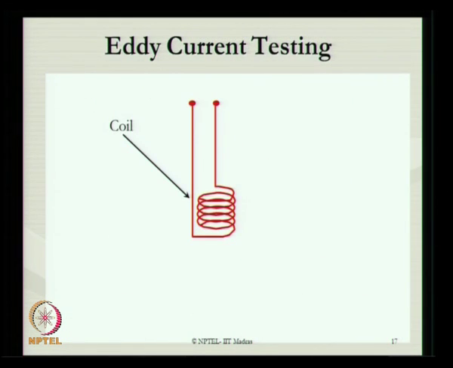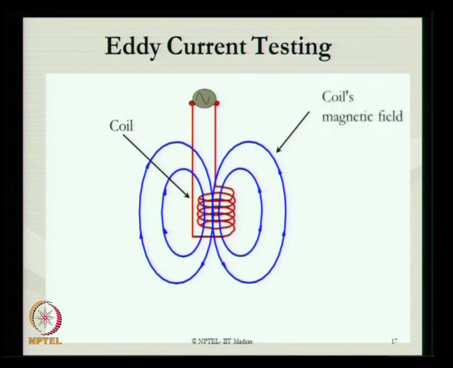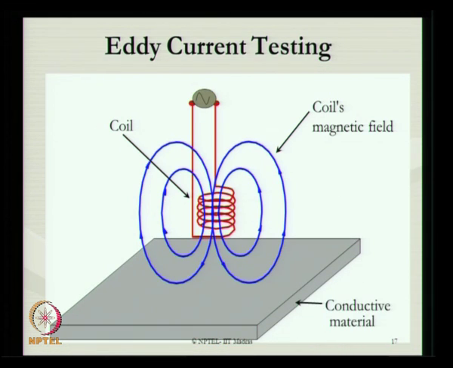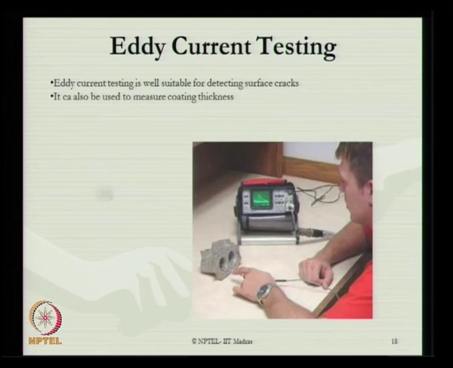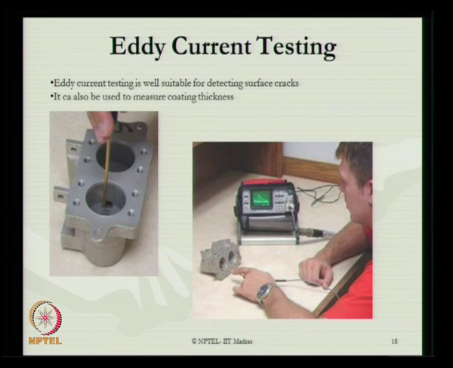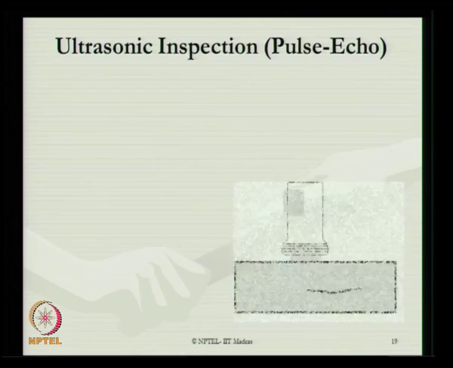Eddy current testing is also another important method which people use for NDE. This is how the coil generates a magnetic field; when the flux is created and the conductive material is placed in the part, eddy currents are developed, which are shown in green color, based on which an eddy current magnetic field is generated, essentially used for NDE. Eddy current testing is well suited for detecting surface cracks, and can also be used to measure coating thickness, as you see in certain cases in the example shown in the slide.